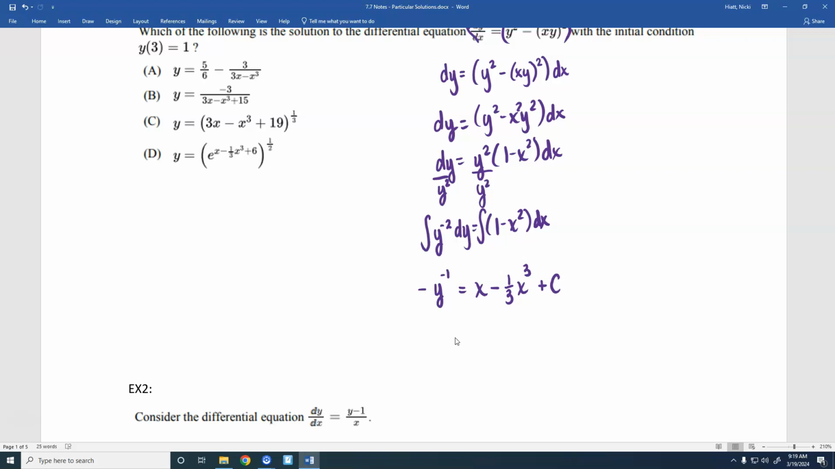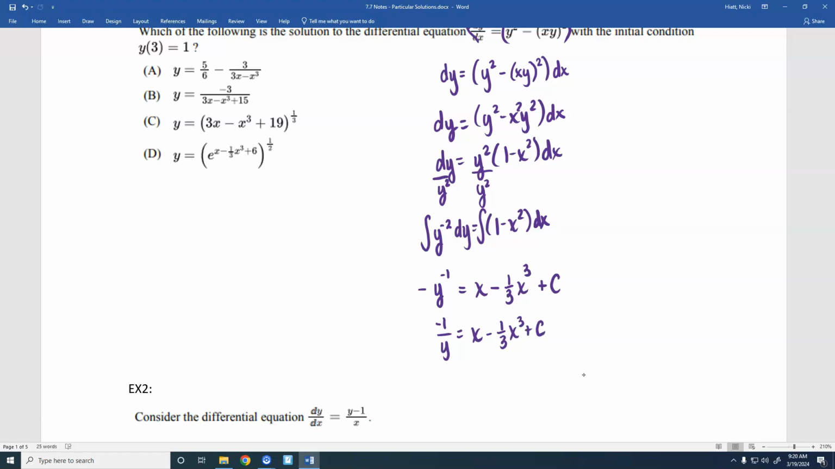As you can see, that doesn't really look like our answers very much over on the other side, but hopefully we've got some work we can do. One thing you'll notice about all your answer choices, what are they solved for? Y. So let's solve this equation for y. Maybe that will help us. So this is negative 1 over y equals x minus 1/3 x cubed plus c.